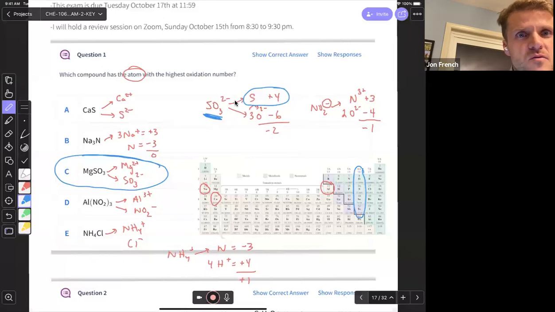Does it matter if it's 4 plus or 4 minus to be the highest, like absolute value? We don't have anything at 4 minus, right? So this is the largest number, so yeah.